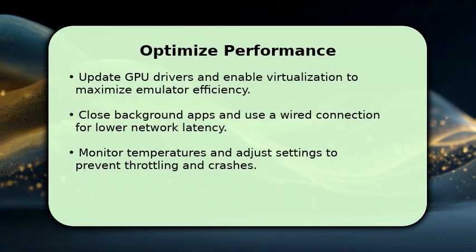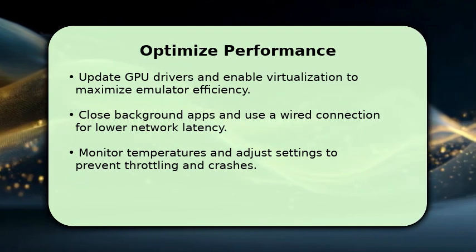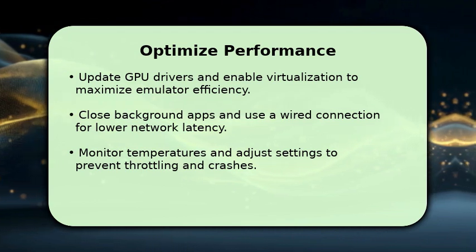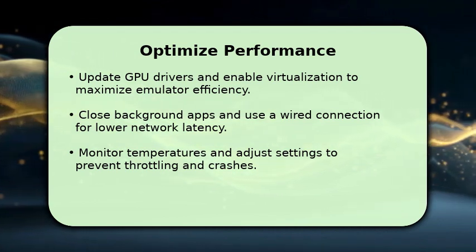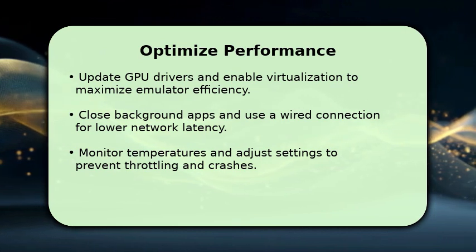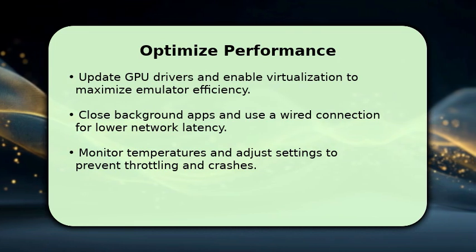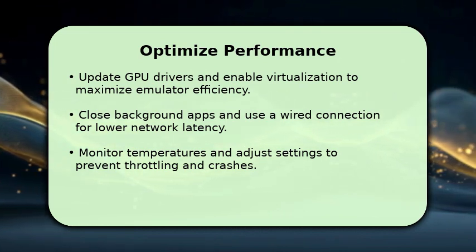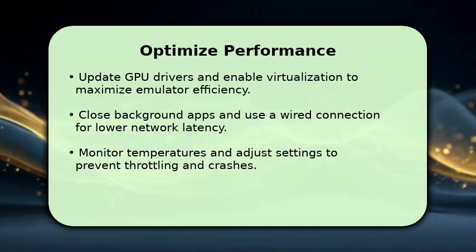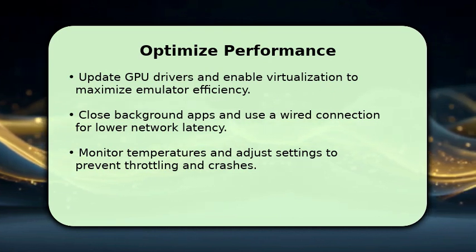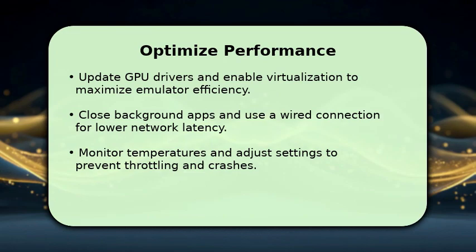To improve gameplay performance, update your GPU drivers and enable virtualization for the emulator. Allocate 2 or more CPU cores and at least 4 GB RAM to the emulator, and enable high frame rate mode when available. Close background apps on your laptop, switch to a wired Ethernet connection for lower latency, and use power settings set to high performance. Monitor temps and tweak settings if you encounter throttling or crashes.